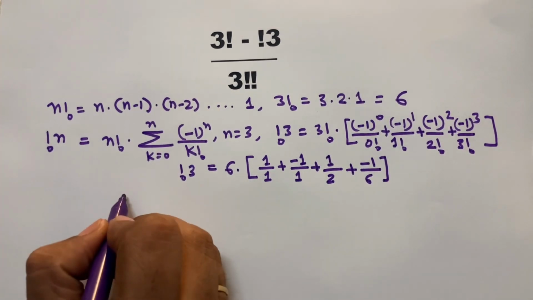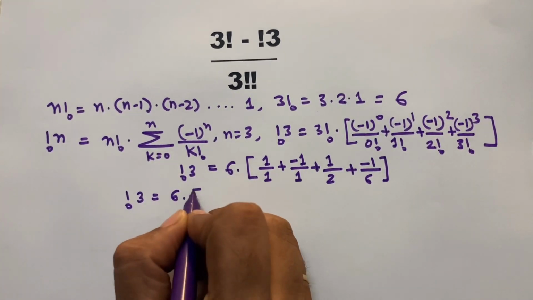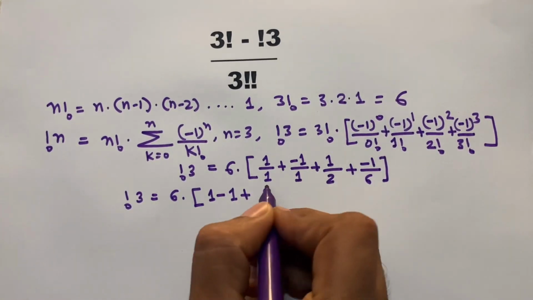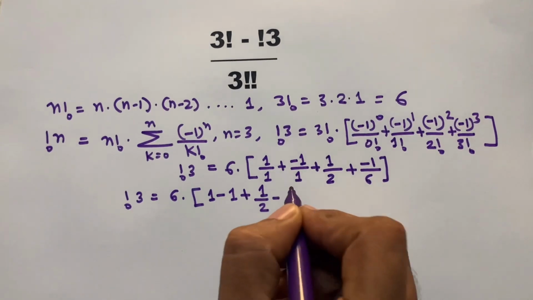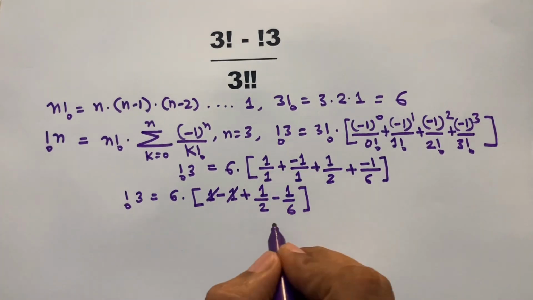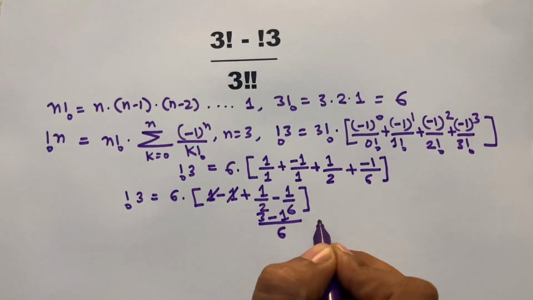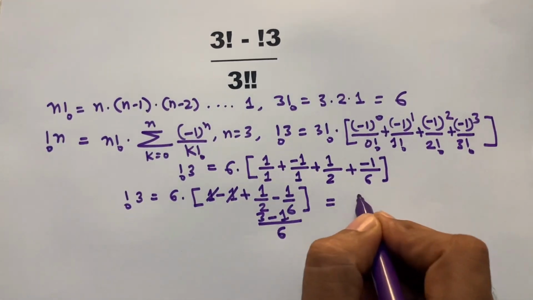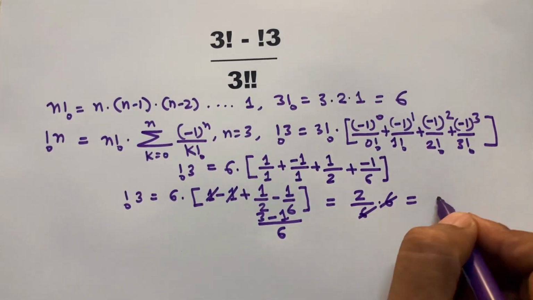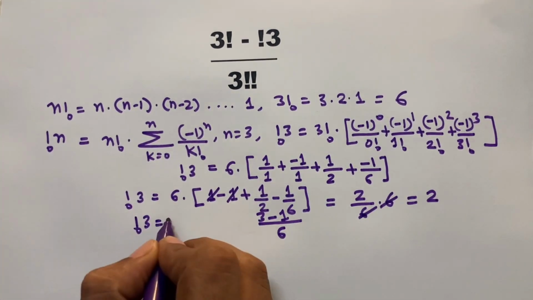So this further simplifies to subfactorial of 3 equals 6 multiplied by 1 minus 1 plus 1 divided by 2 minus 1 divided by 6. The 1 and minus 1 cancel. Here, 6 times 1 over 2 is 3, and 6 times minus 1 over 6 is minus 1. So this simplifies to 3 minus 1, which is 2 divided by 6, multiplied by 6; the 6 cancels, which equals 2. So subfactorial of 3 equals 2.